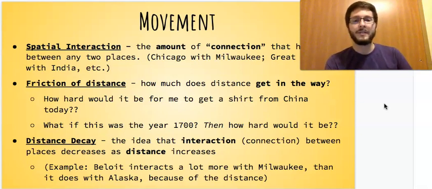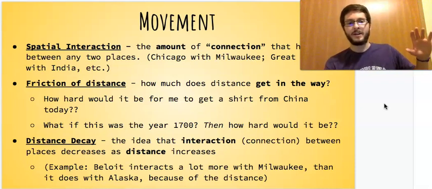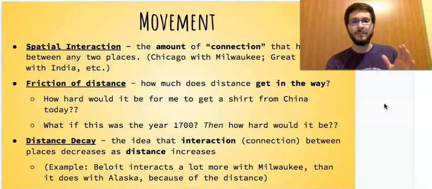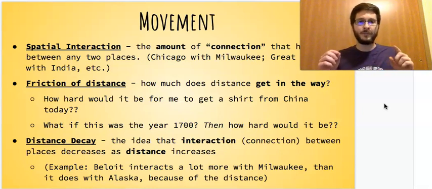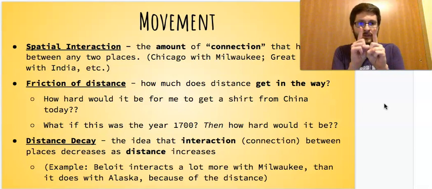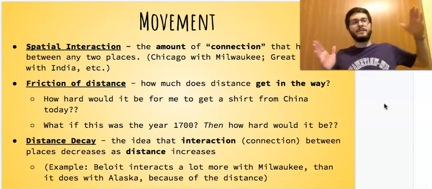Distance decay is the idea or the concept that interaction or connection between places typically, not always, but typically decreases as the distance increases. And it kind of just makes sense. Any two places on the world map, if they're very close to each other, odds are they probably interact more with each other than two places that are on opposite ends of the world from each other.